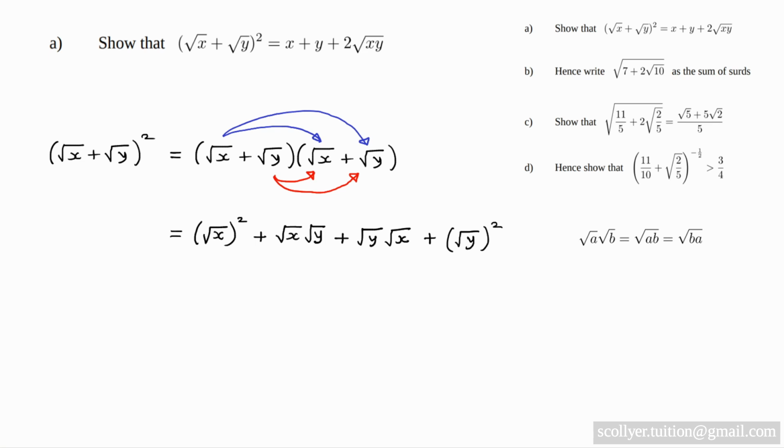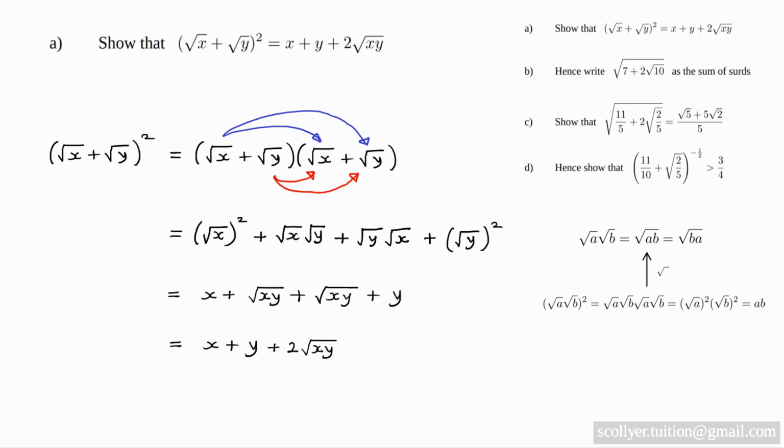And then we use the fact that √a times √b equals √(ab), which follows from this working, to rewrite the expression as x + √(xy) + √(xy) + y, which simplifies to x + y + 2√(xy) on bringing together like terms, as required.